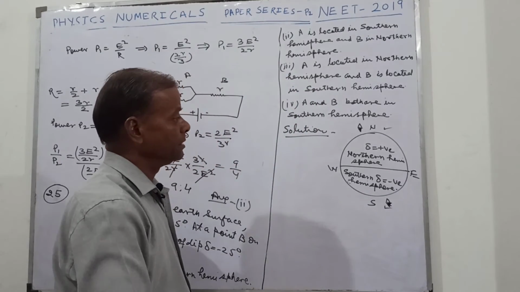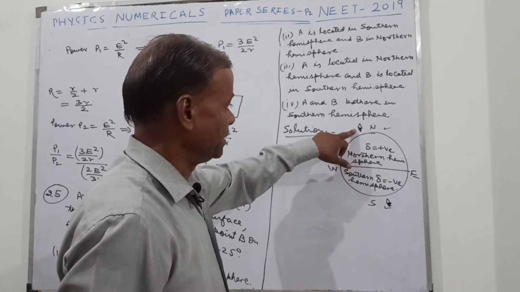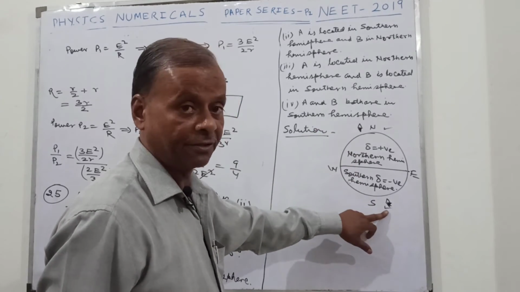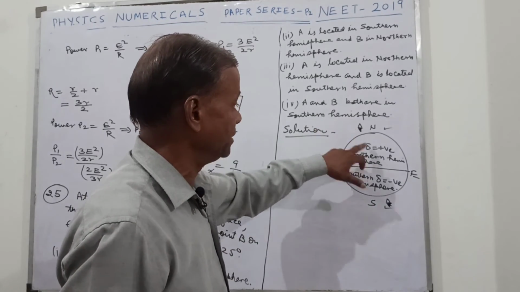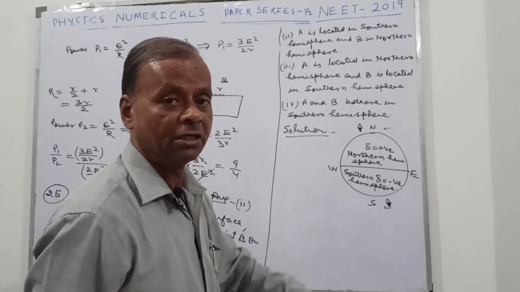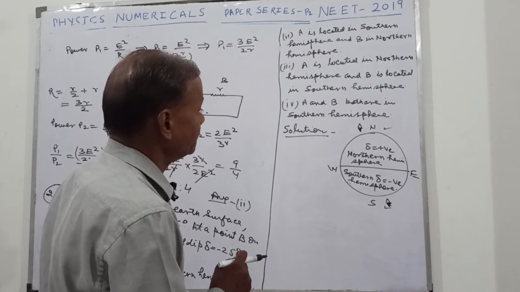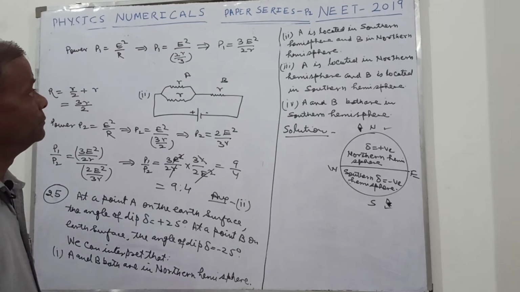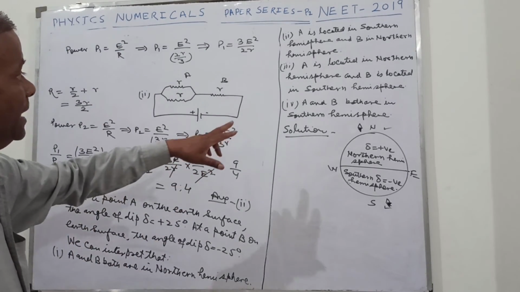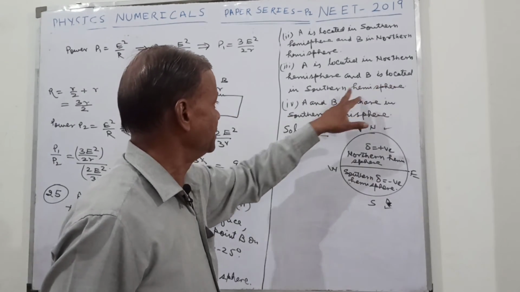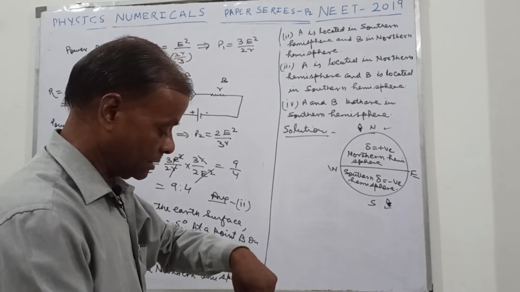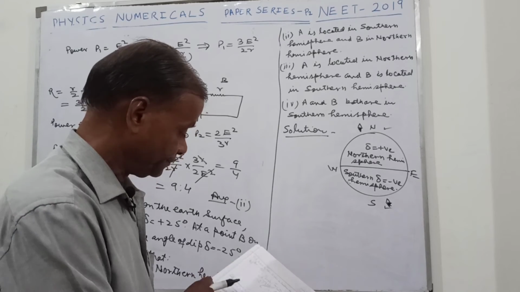So this is taken according to whether the north pole of the magnet is vertically downward or vertically upward. If it is vertically downward, then this is taken to be positive. If it is vertically upward, then this is taken to be negative. Now we see which question is better. A lies in northern hemisphere and B lies in southern hemisphere. So the third option is the right answer to this question.